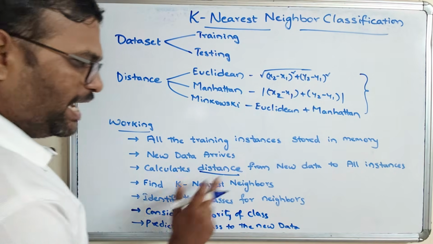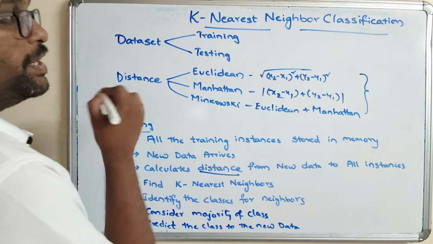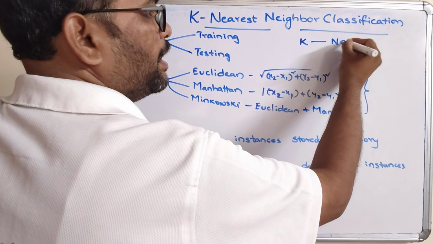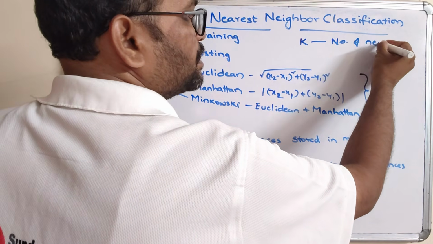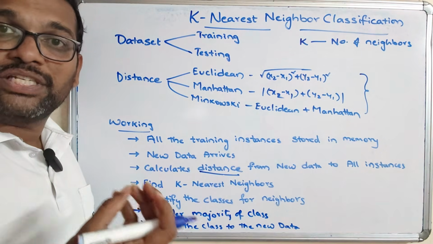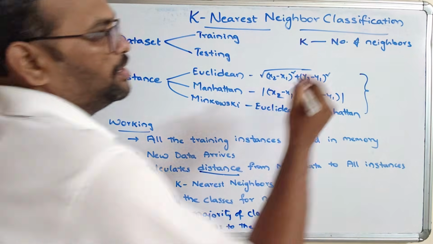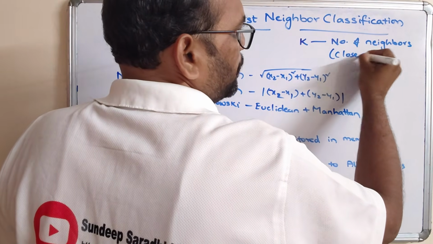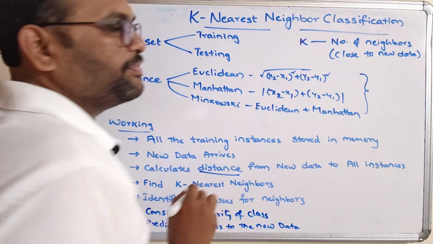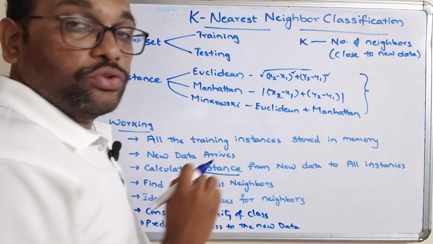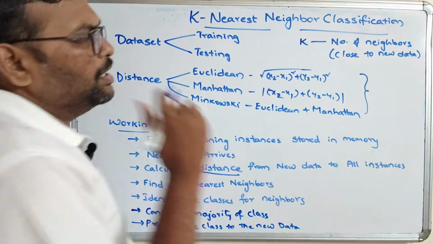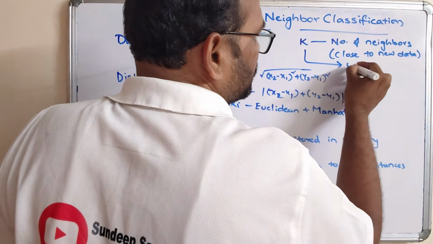Then find the k nearest neighbors. Now we need to find the k. Here the k means the number of neighbors. Number of neighbors means the number of data points which are close to the new data. That should be defined, so the k value should be defined, whether it may be 3 or 4 or 5, etc. Usually we need to consider this as an odd number.